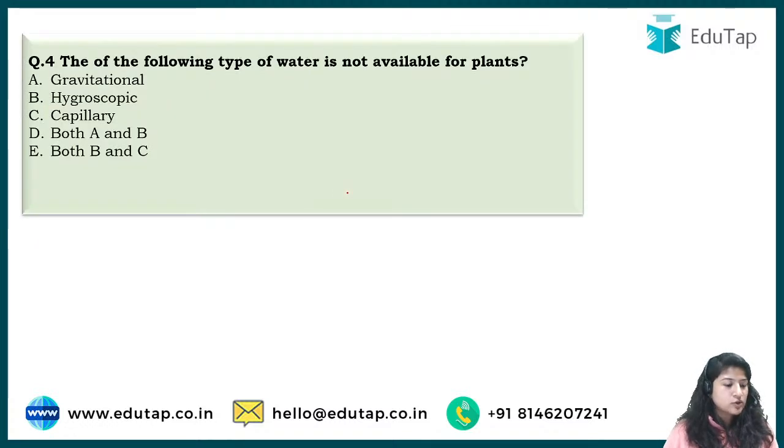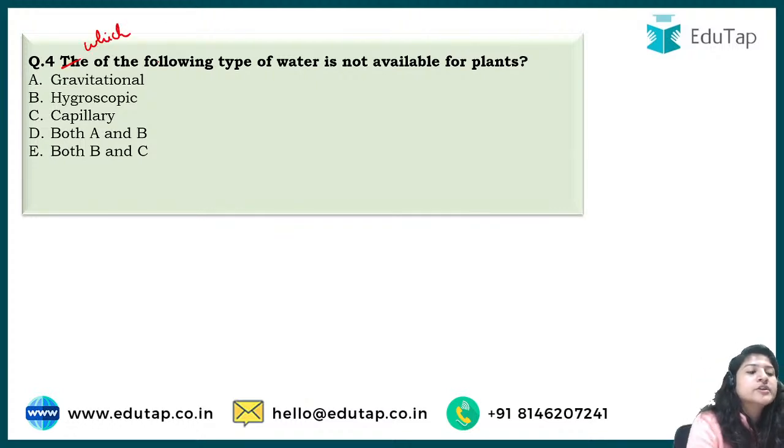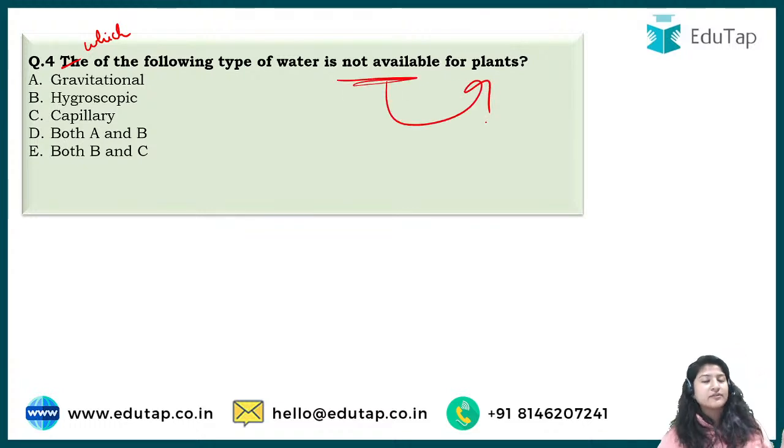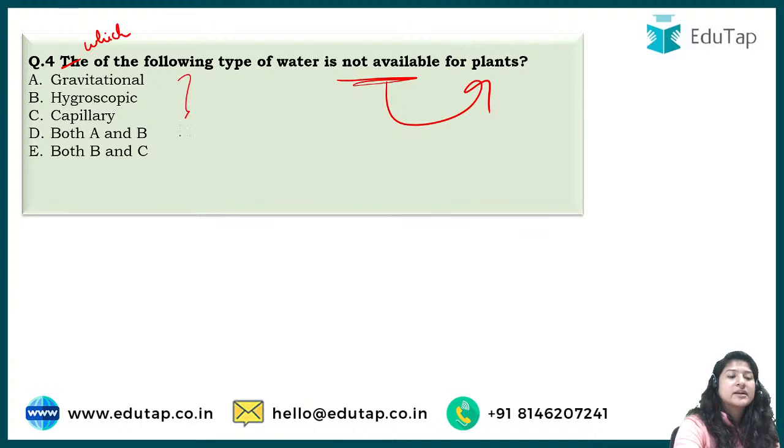Next, we'll move ahead with question 4, which says: which of the following type of water is not available for plants? Okay, so that was a different concept. The previous question was in accordance with the amount of water present in soil, and these categories are in accordance with which type of water is available for plants and which is not. All right, so comment down fast below what could be the right answer.